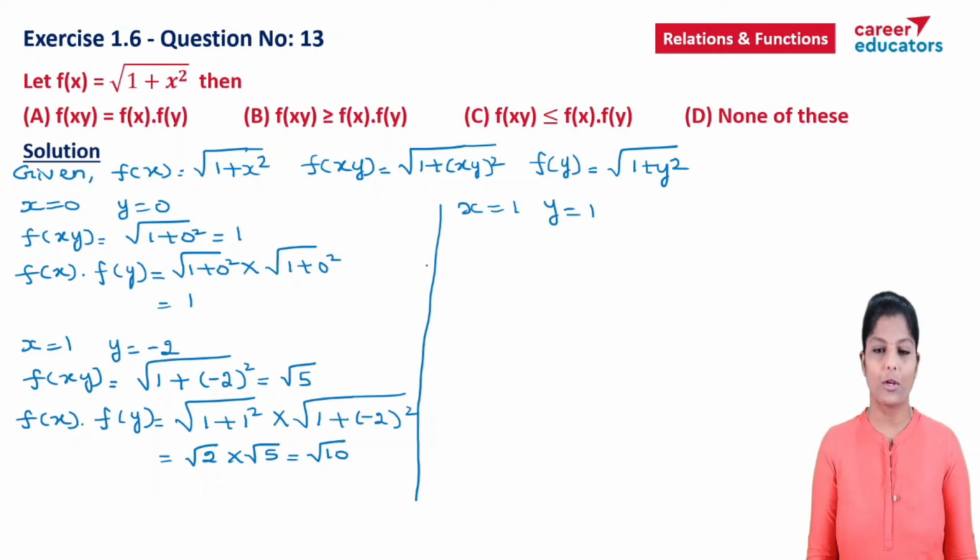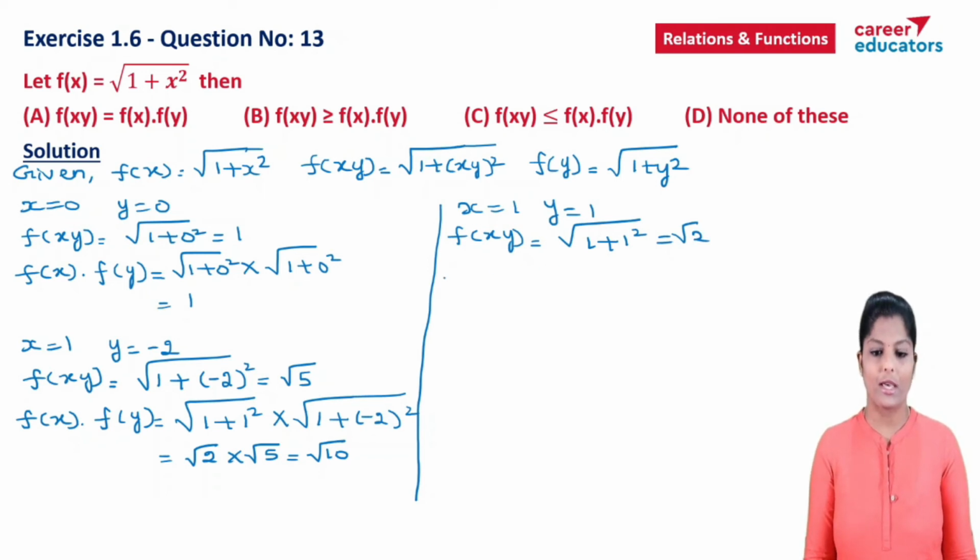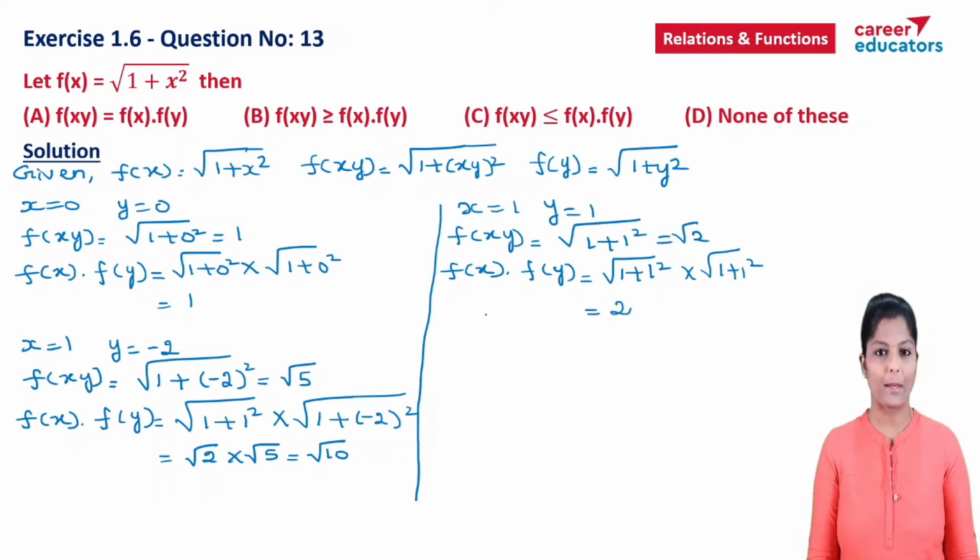When x equal to 1 and y equal to 1, the value of f of xy will become square root of 1 plus 1 square equal to root 2. Next, when x equal to 1 and y equal to 1, the value of f of x into f of y will become square root of 1 plus 1 square into square root of 1 plus 1 square. We will get 2. Now we can compare all the values.